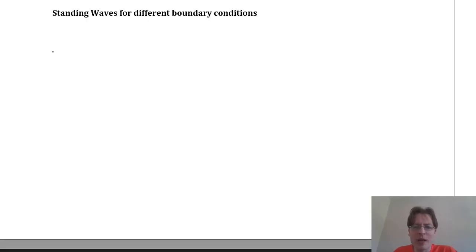So now let's work out the details. Let's now look at a string which is fixed at both ends. Like a guitar string, the string is basically unable to move at either end of it. A couple things we have to remember first. Number one, the frequency of a given wave is the speed of the wave divided by the wavelength. That's true for any type of wave.